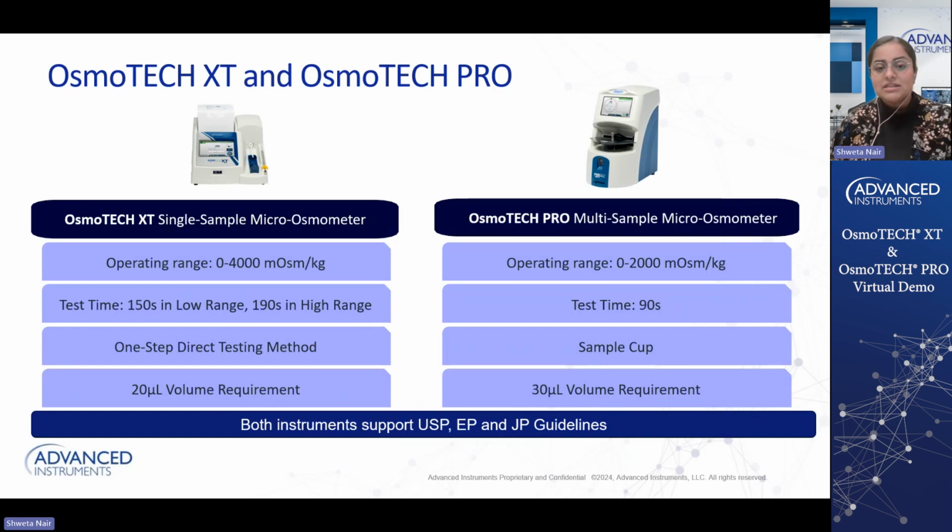And in comparison, the OsmoTECH PRO is a multi-sample instrument. So you're able to test up to 20 samples on a turntable with automated cleaning between each of these samples. It's a quick 90-second test. And the range of operation for this device is from 0 to 2,000 milliosmol per kilogram. And the sample volume required, again, still very small, is 30 microliters per sample.